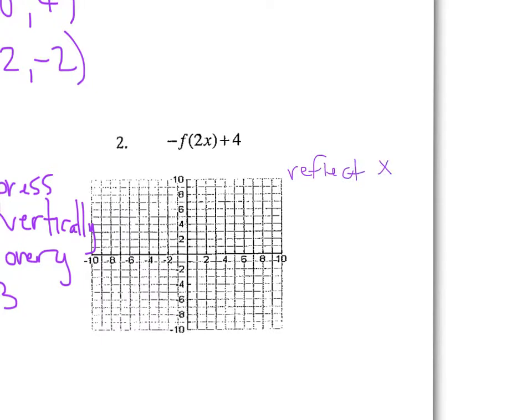Number 2, the negative on the outside is going to reflect it over the x-axis. The plus 4 should be my last thing, and that's going to move it up 4. And the 2 on the inside does the opposite of what I think it should do. I would think 2 would make something grow, but instead it's going to compress this graph horizontally.